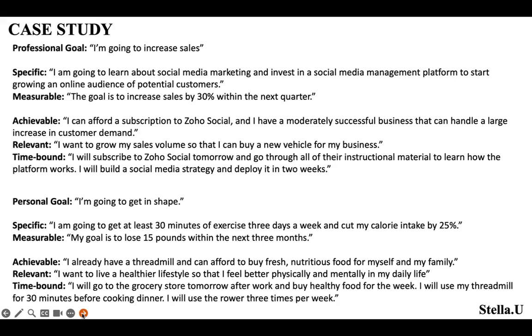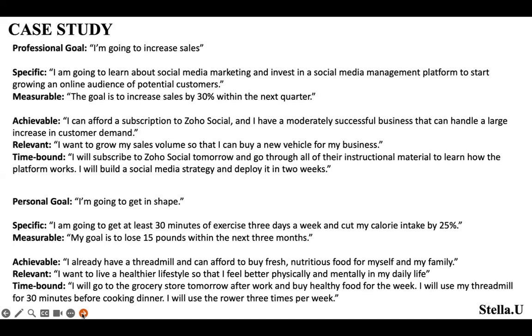And then lastly, it's time bound. So how would that be possible? The person is saying, I'll go to the grocery store tomorrow and buy healthy food for the week. Because the person knows that the time bound is in the measurability. The person says, I want to lose 15 pounds within the next 3 months, which means that every month I need to lose a minimum of 5 pounds. Okay, and my 3 months is starting tomorrow.